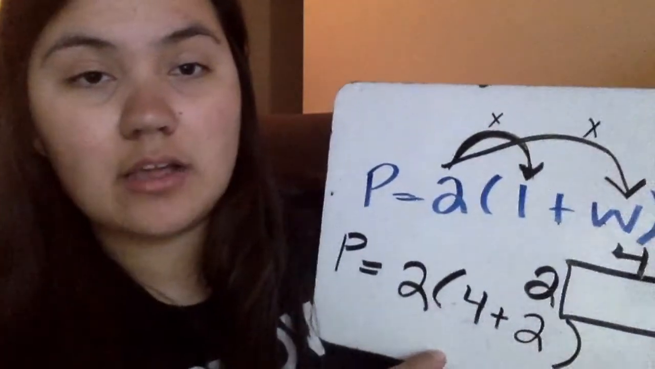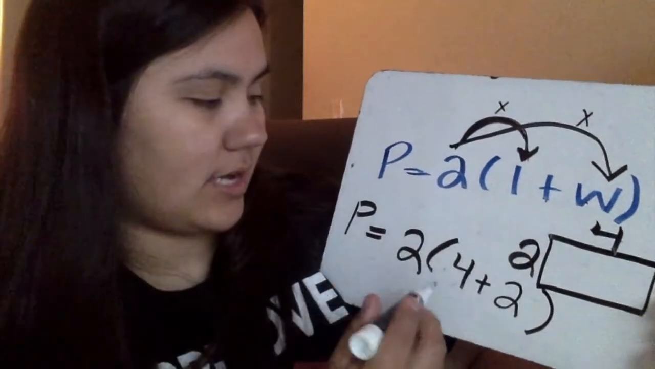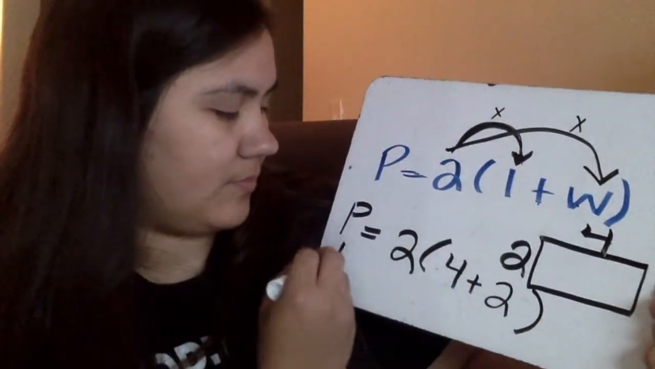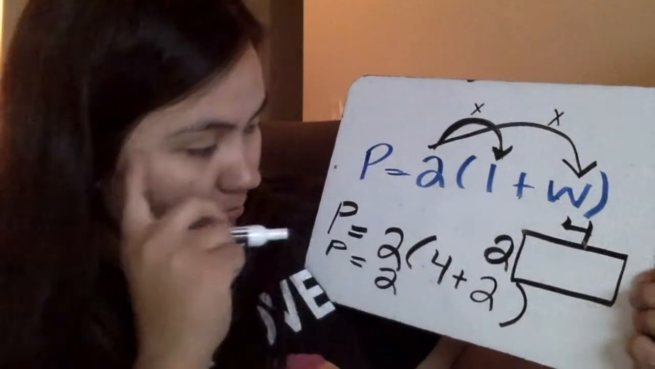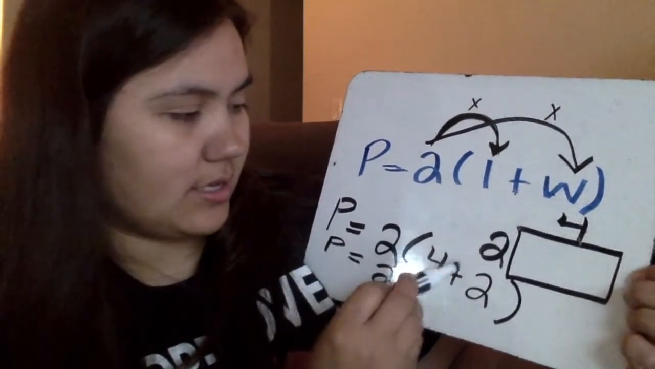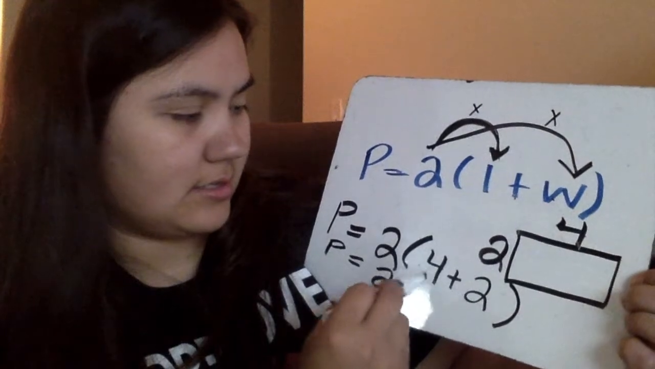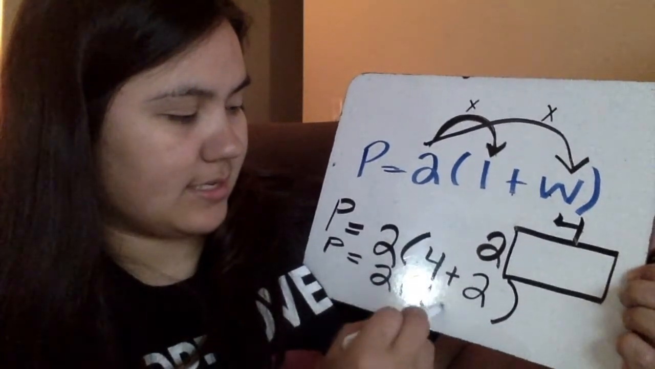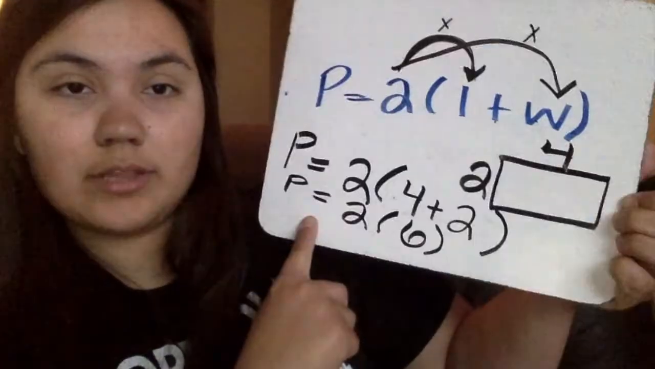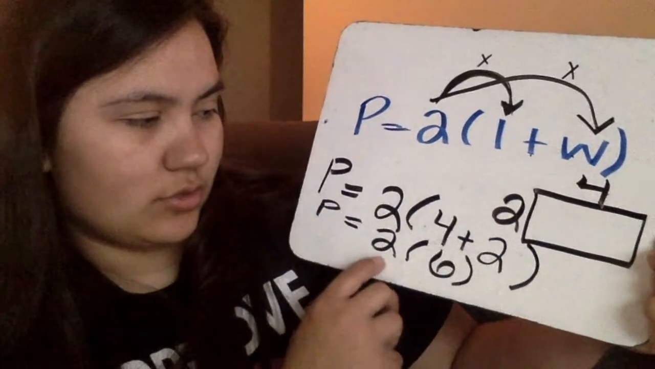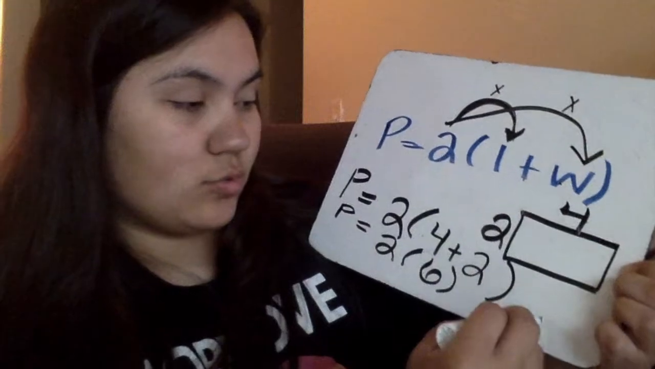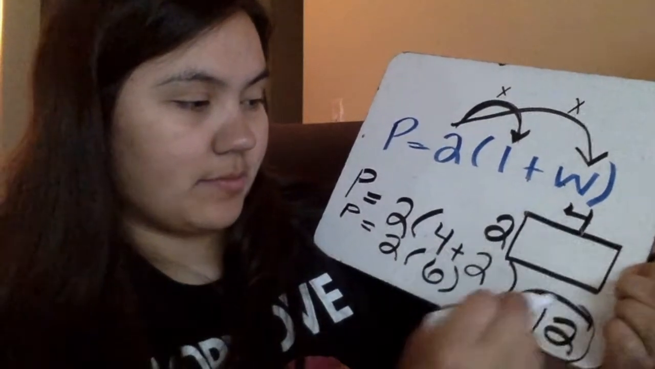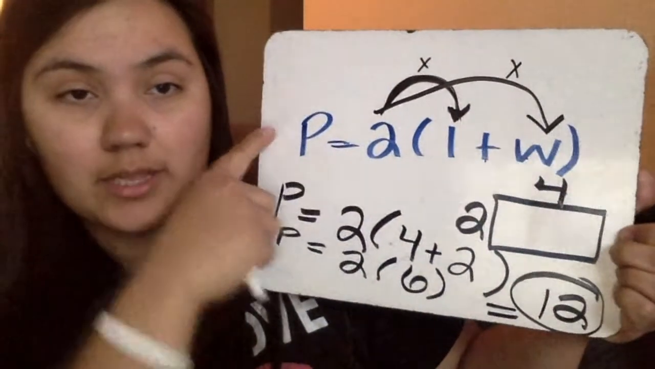And we always solve whatever's in the parentheses first, okay? So I like to rewrite everything. Keep it nice and neat. 2, and then what's in your parentheses? 4 plus 2 is 6. So now we're left with that P equals 2 times 6. 2 times 6 is 12. So my perimeter using this formula is 12.